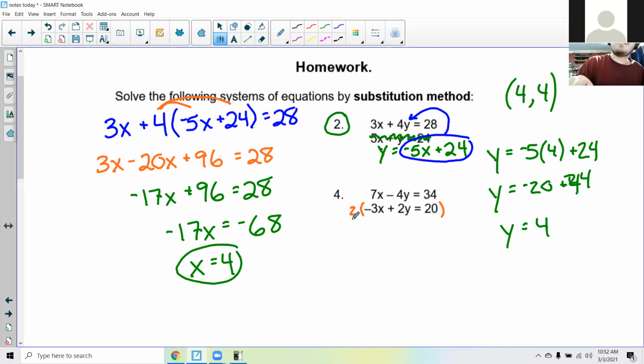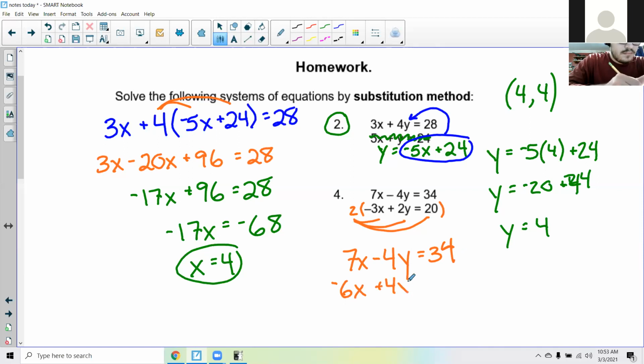So the second equation, I'm going to distribute the 2 to everything because I want to get these matching opposite. Once I do it, it might become clearer. So the first equation is going to stay the same. 7x minus 4y equals 34. And now since I've multiplied the second equation by 2, I'm going to get negative 6x plus 4y equals 40. So I have a positive and negative 4 in front of my y's.